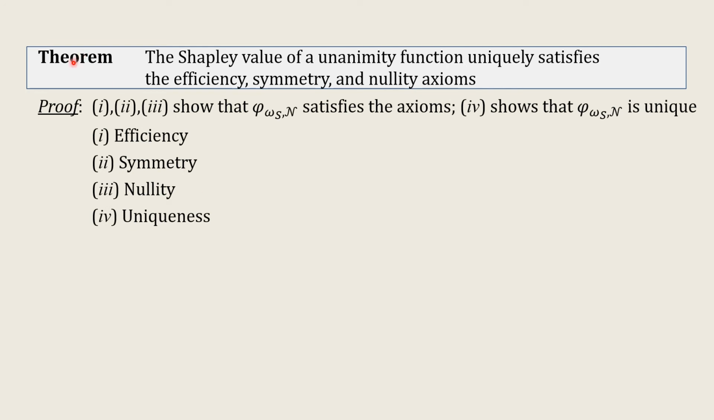The theorem will be divided into four parts. We'll first prove that the Shapley value for a unanimity function is efficient. Then we'll prove that it is symmetric. We'll prove that it satisfies the axiom of nullity. And finally, we'll show that it's unique.